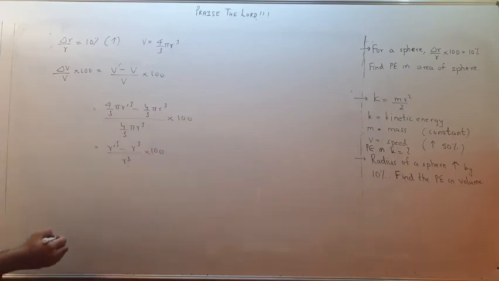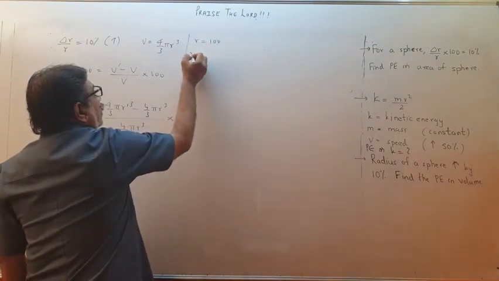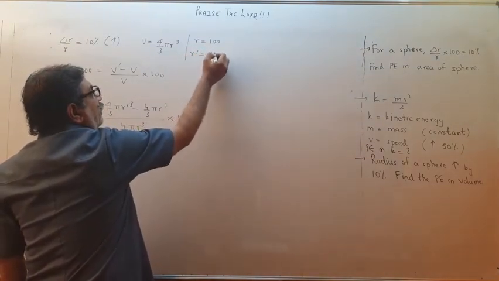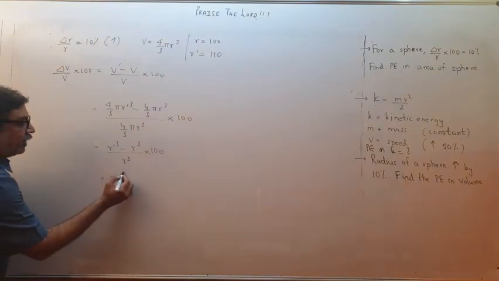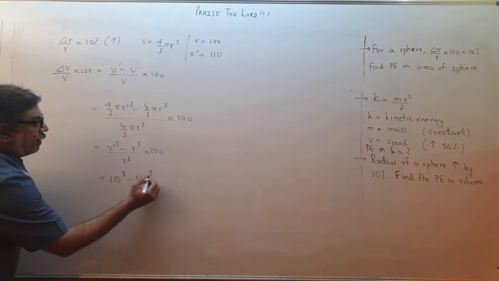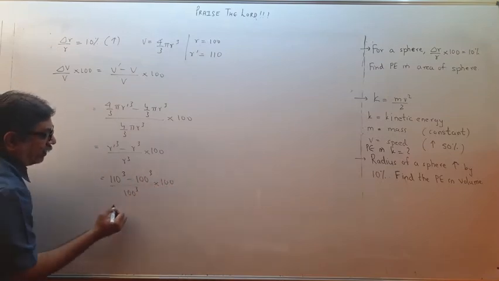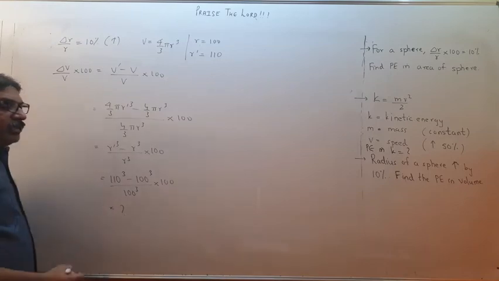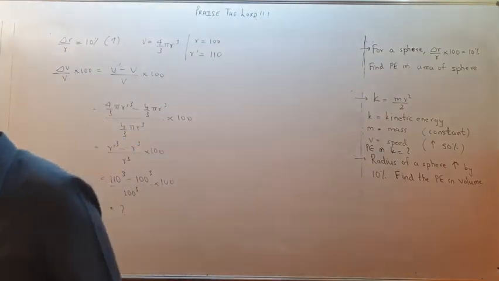Again, as I told you, initial value you assume as how much? 100. Radius is increasing by 10, so 100 plus 10 will become 110. So now write over here 110 cube minus 100 cube upon 100 cube into 100. Then you simplify it. You will get the percentage error. Okay? Please copy, children.